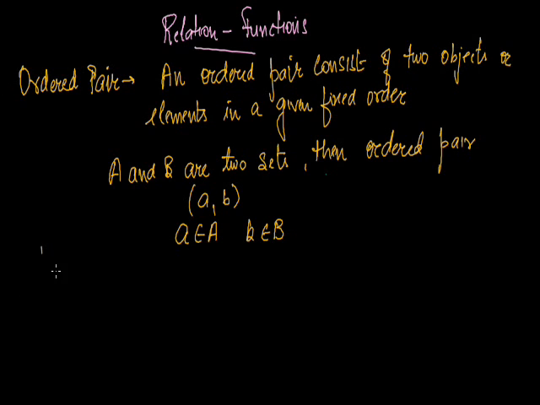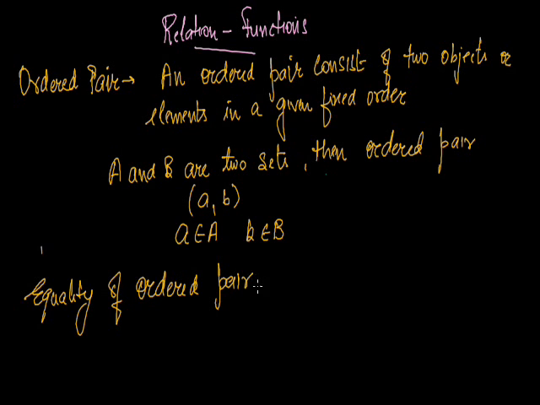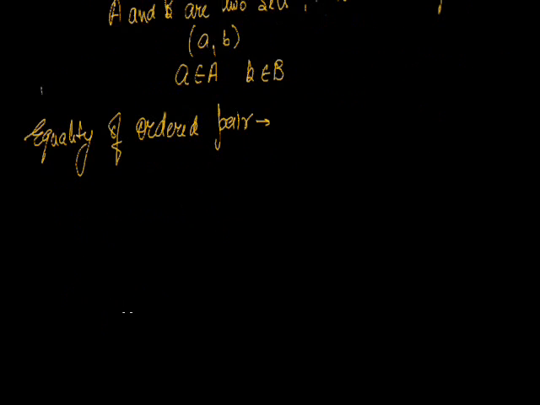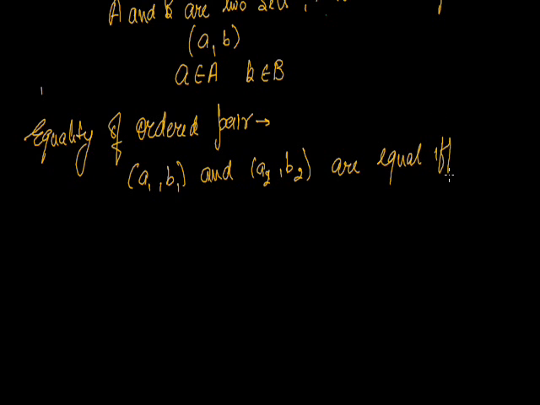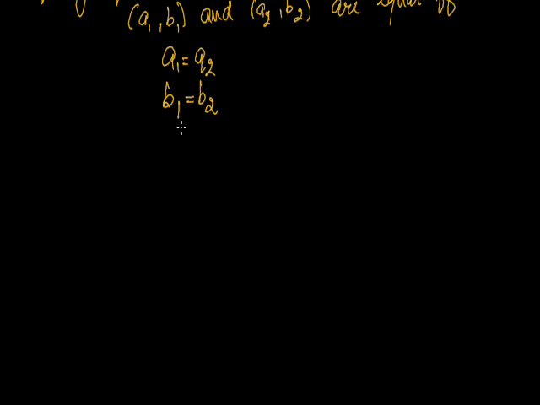Next is equality of ordered pairs. Equality of ordered pairs means two ordered pairs are equal if and only if, let us suppose there are two pairs, (a1, b1) is one pair and (a2, b2) is another, they are equal only if a1 is equal to a2, that is, the first element of one ordered pair is equal to the first element of the other, and b1 is equal to b2. Then only these two ordered pairs are equal.